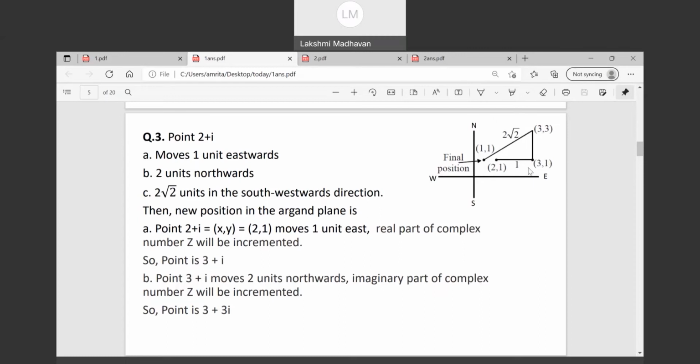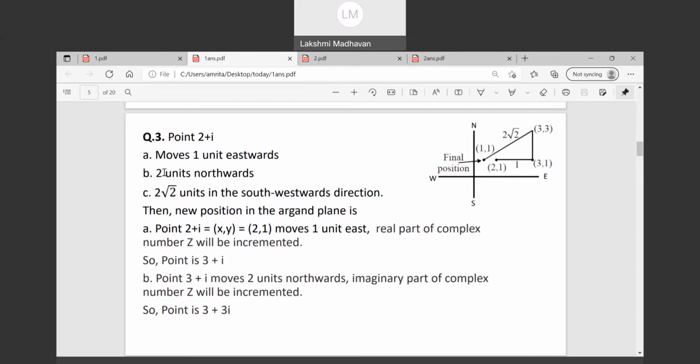Just have an understanding about where the first point is. The first point is 2 plus i, so we have these values as 2 and 1. In the first case, this is moving 1 unit eastward. If it's moving 1 unit eastward, it's along the x-axis and it's affecting the real part only. It's not affecting the imaginary part. So this will be 3, 1.